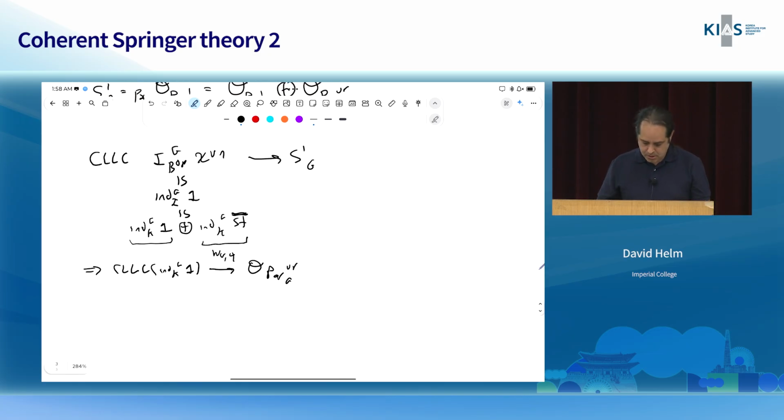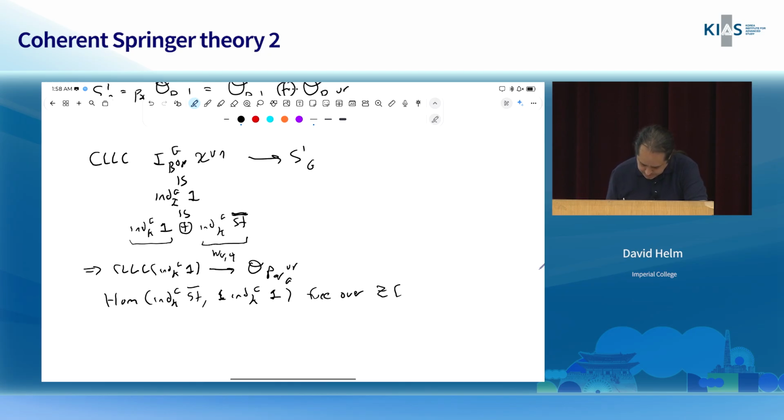Okay, so let's now try to compute with these things a bit. So you can build interesting objects now by thinking about these two. So the point is that let's consider maps between these objects. In fact, you can check that Hom from ind_K^G ST bar to ind_K^G 1 is free over the Bernstein center, over the center of the affine Hecke algebra of G.